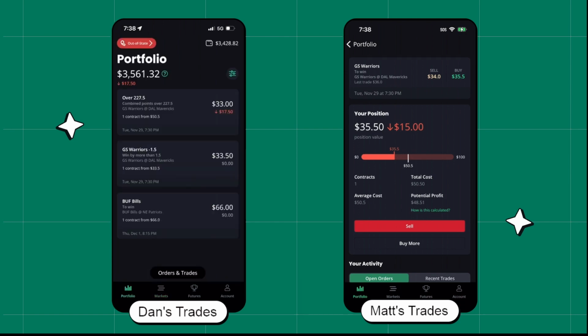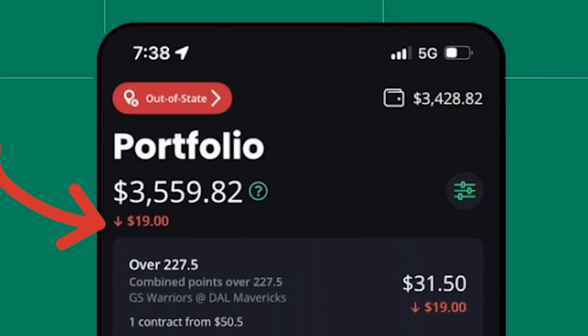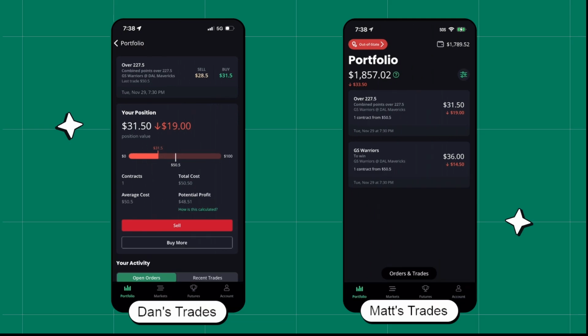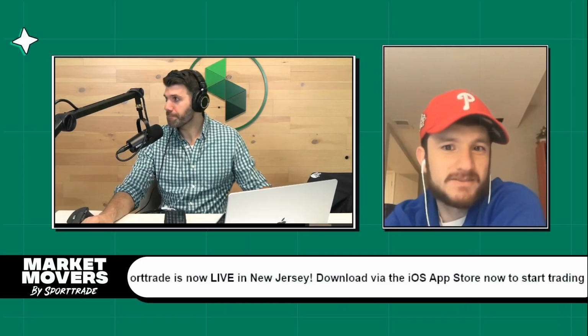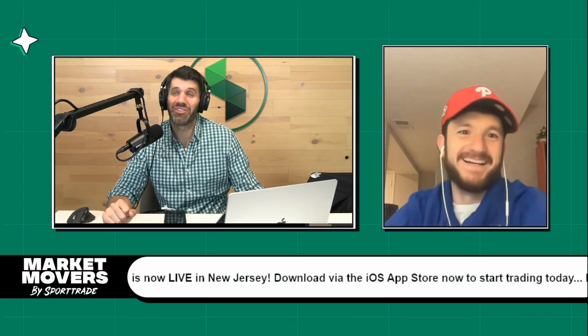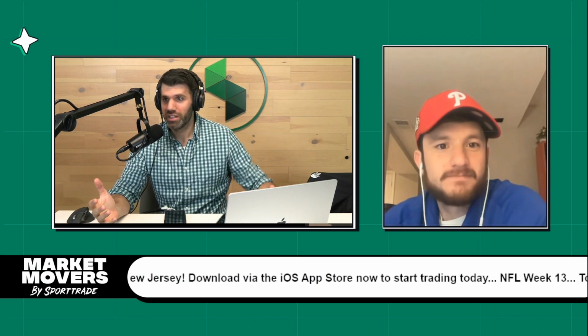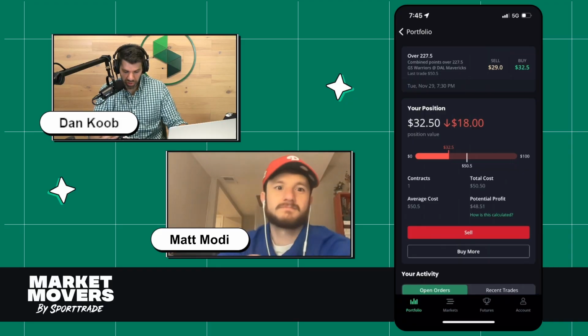This is an up to the second look at how your trades are actually doing. I am down 19 because the total is actually getting shellacked right now. But again, I was going to say, game of runs. 2 points from the Warriors over 4 minutes into the game. Not great for an over, that's for sure. Not great for an over, but a game of runs, right? You never know. And if anybody can put up 45 points in a quarter, it's the Golden State Warriors. This could be a really good buy low opportunity.